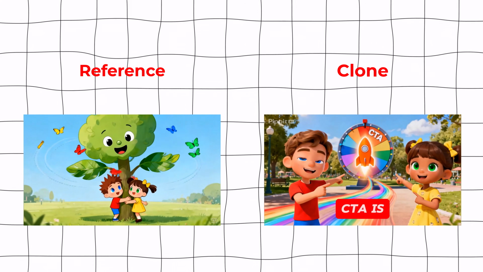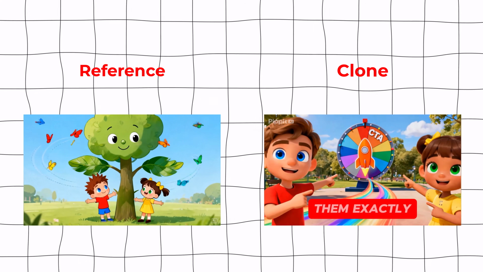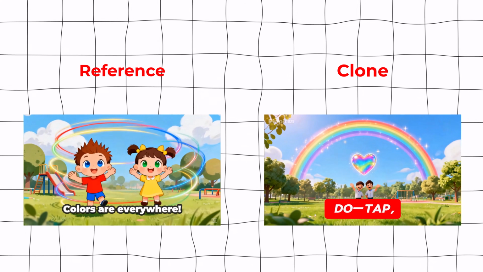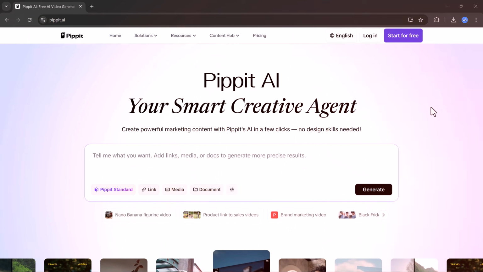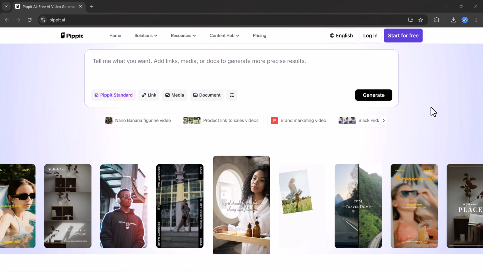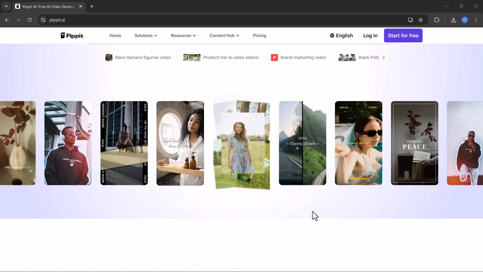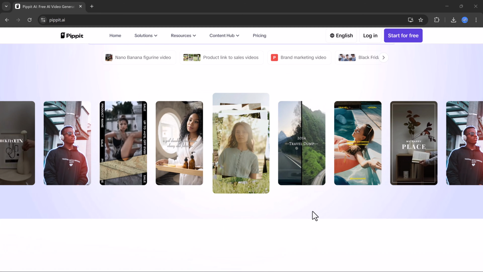Why this matters? Most creators struggle to make their next viral video. But viral videos aren't luck. They follow a proven structure. With Pippit, you don't guess anymore. You simply reference what already works and recreate it.